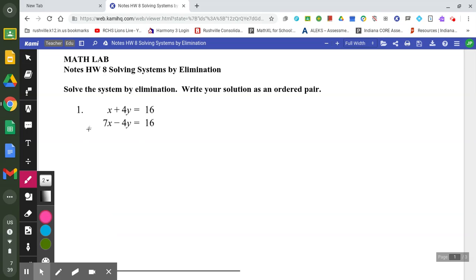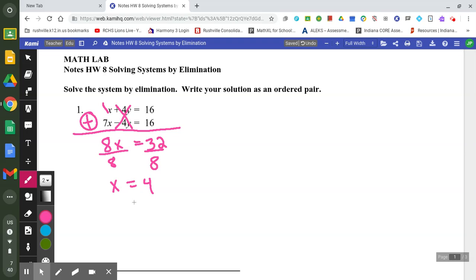In this problem, the y's are ready to cancel because one is plus 4 and one is minus 4. So we're going to add these two equations together. 1x plus 7x gives us 8x. The positive 4y and the negative 4y cancel. 16 plus 16 gives us the 32. And then we solve for x by dividing by 8 on both sides of the equal sign. And so x is 4.